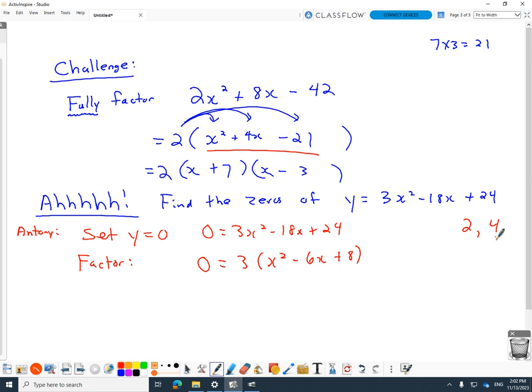It's not right. It's close. Listen to what I said and just fix your answer. You just got to fix it. 2 times 4 is 8. 2 plus 4 is not negative 6. Negative 2 and negative 4. Yeah? So that's the way to do it. Get the numbers you know they are down, and then just fix the negatives.